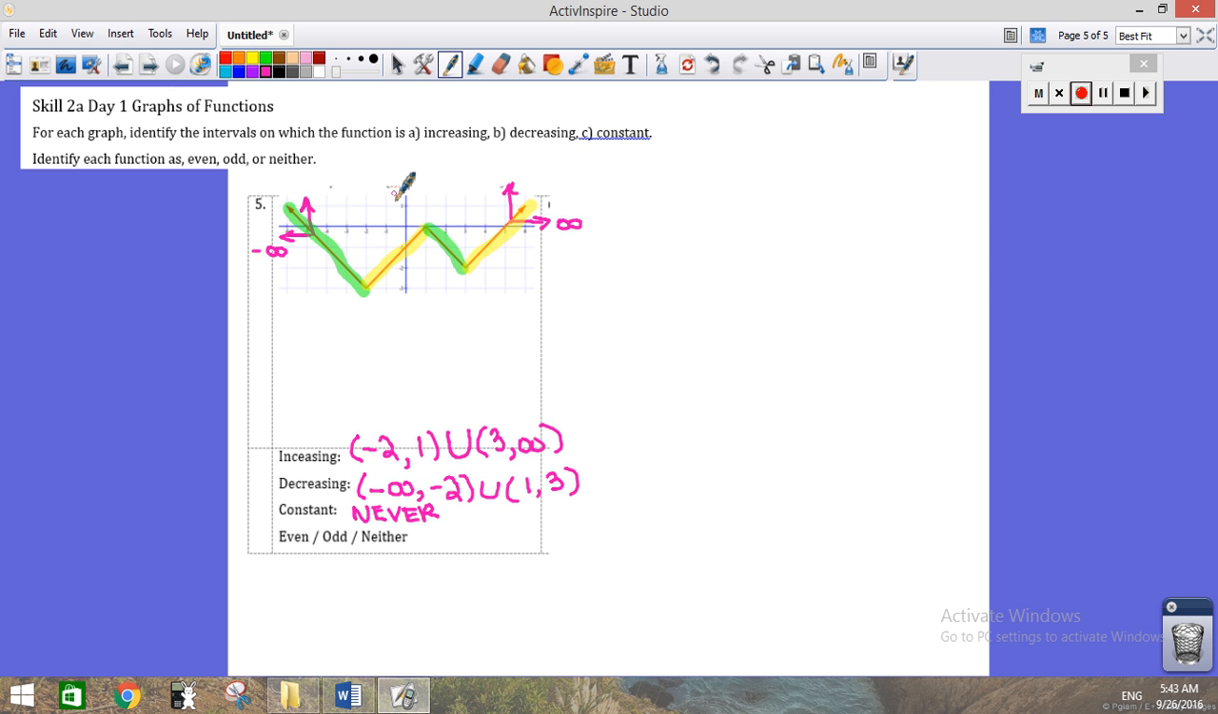And we do not have symmetry with respect to the y-axis. The left side is not a mirror image of the right side. It's not an even function. We don't have symmetry with respect to the origin. It's not passing through the origin. If you rotated this 180 degrees, this portion here that looks like it's kind of opening upward would open downward. So it's clearly not odd. So it's neither.